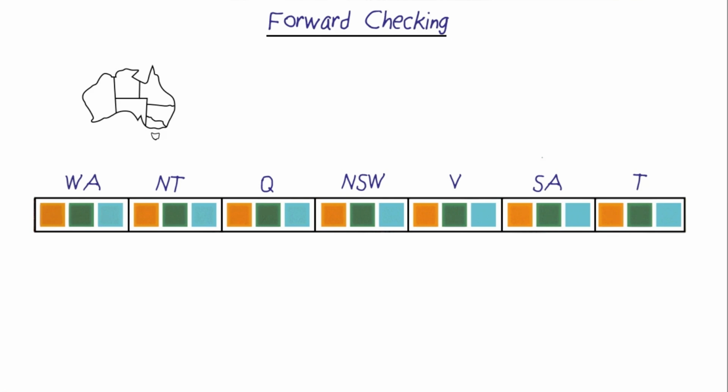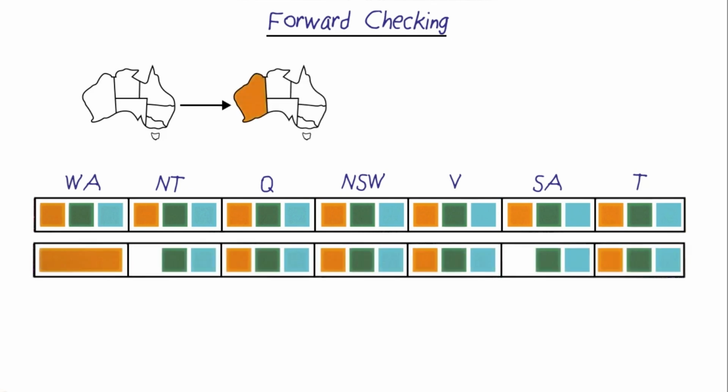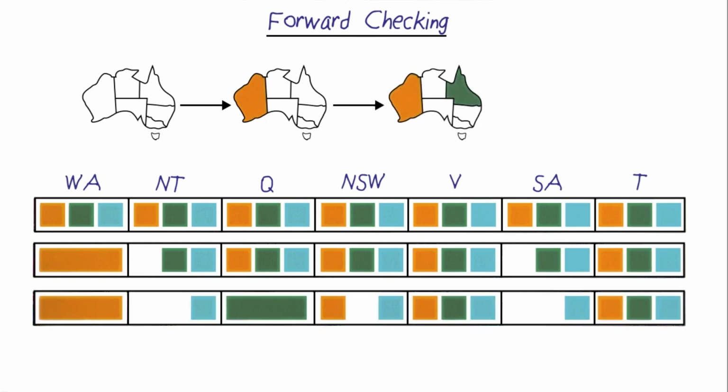We start with nothing colored, and all the regions could have any of the three colors. In our first step, we assign orange to Western Australia. That removes orange from the colors available to the Northern Territory and to Southern Australia. Suppose we assign green to Queensland. Now, both the Northern Territory and Southern Australia can only have blue, and New South Wales can have orange or blue.